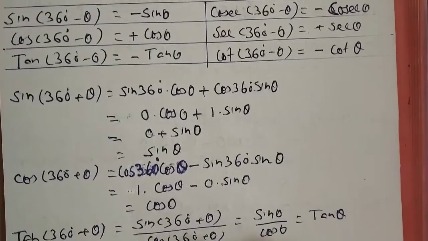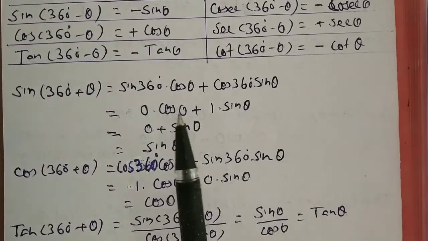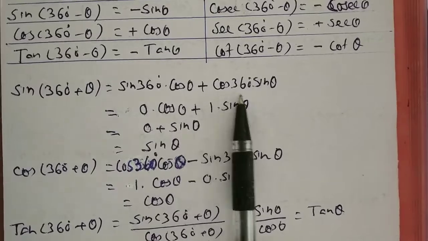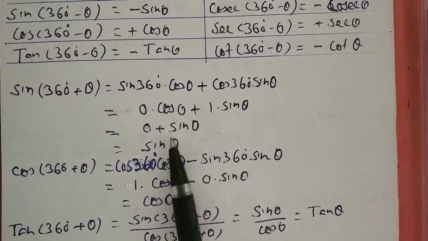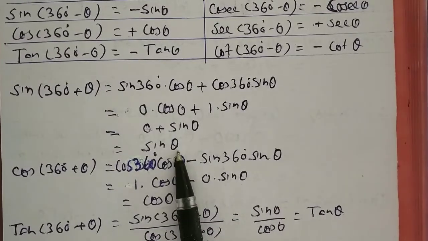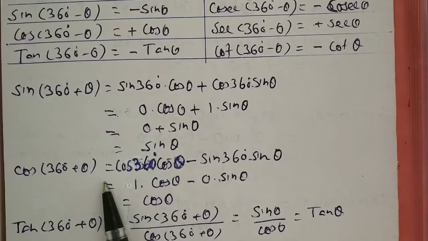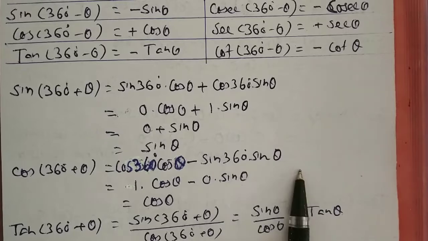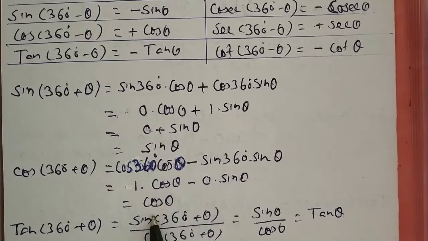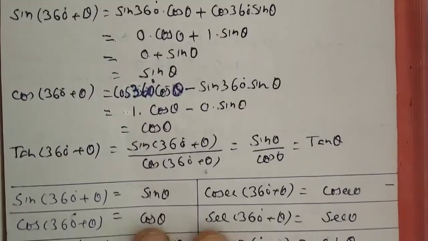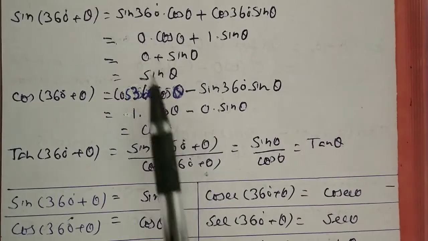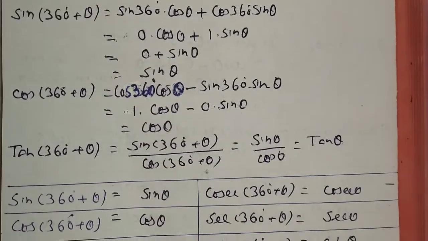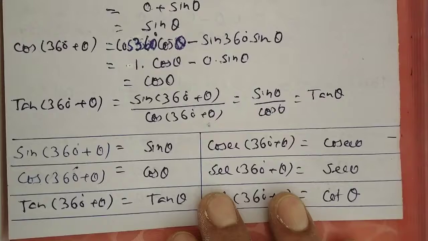Now sine 360 plus theta, same formula, sine A into cos B plus cos A into sine B. Put the values and get sine theta as your answer. Again cos 360 plus theta, same formula already discussed, cos A into cos B minus sine A into sine B. Now put the values and get cos theta. To get tan 360 plus theta, divide this by this. So this is tan theta. So this is your table now.